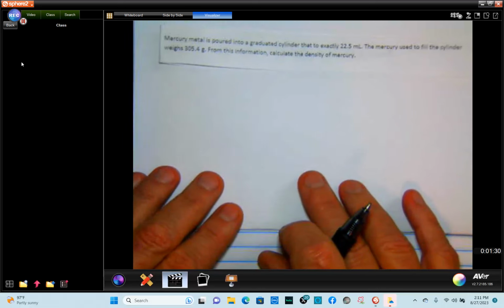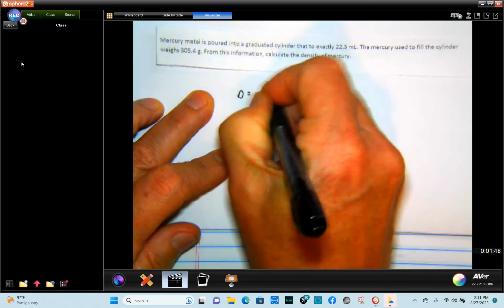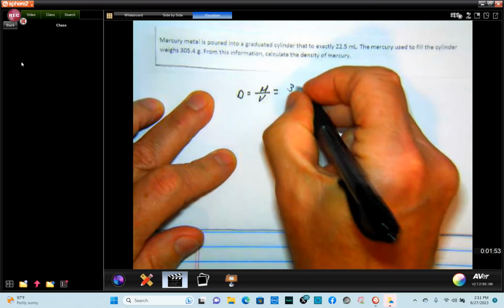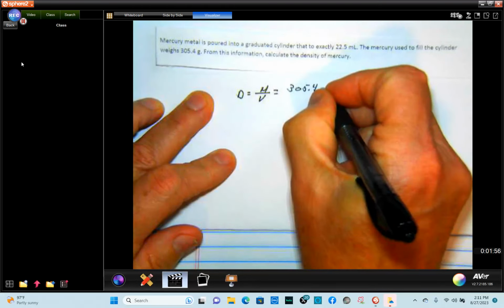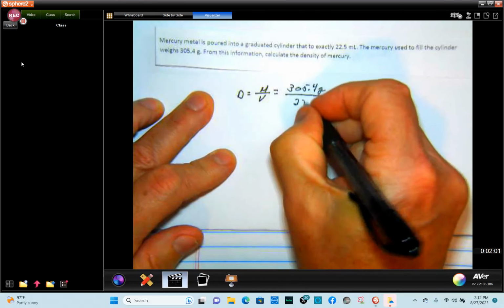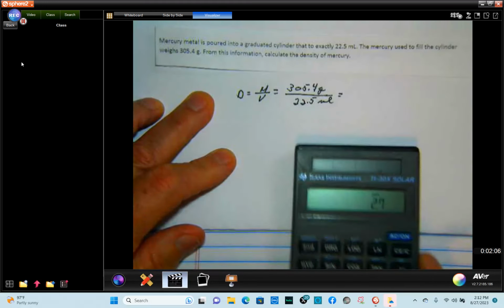We have mercury metal poured into a graduated cylinder to exactly 22.5 milliliters. The mercury used to fill the cylinder weighs 305.4 grams. We want to know the density of the mercury. So density, again, equals mass divided by volume. So we have a mass right here, 305.4 grams. We have a volume of 22.5 milliliters. So we can go ahead and crunch that out.